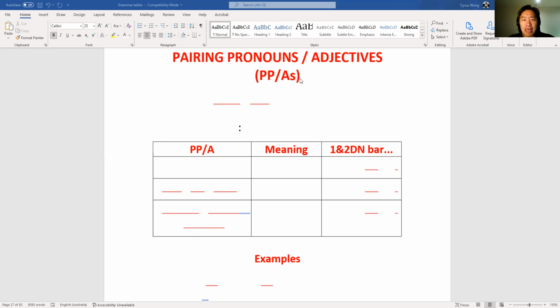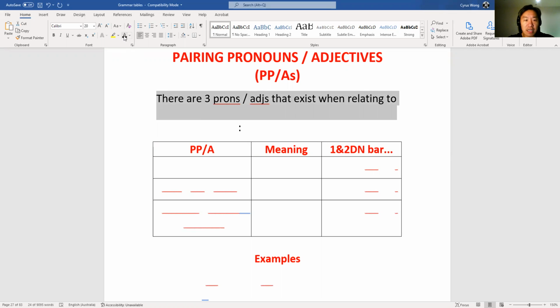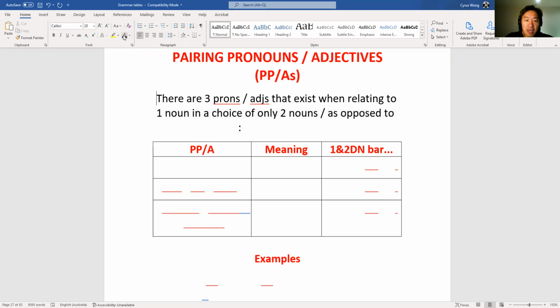The reason why I call them pairing is because they are all related to one or the other. There are three pronouns or adjectives. Just to recap, they can both replace or describe nouns when relating to one noun in a choice of only two nouns, as opposed to just one other noun. So we're talking about pairs of things.